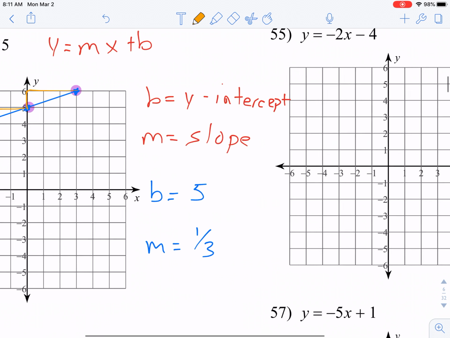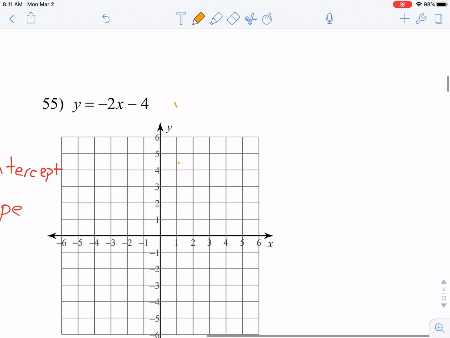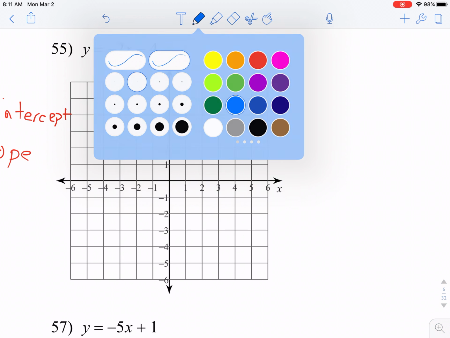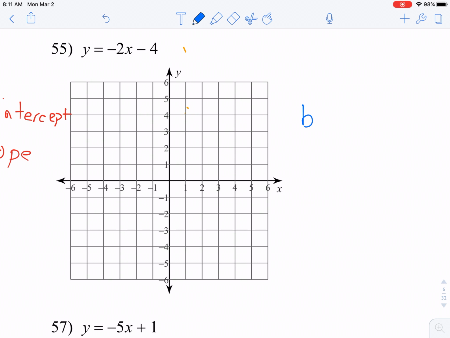So let's take a look at number 55. In this case, the b, or the y-intercept, is -4. The slope is -2. So -4 tells me to go right here. That's the y-intercept. It's where it crosses the y-axis.